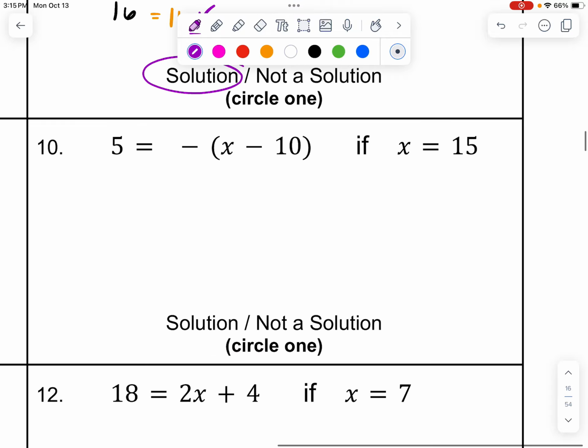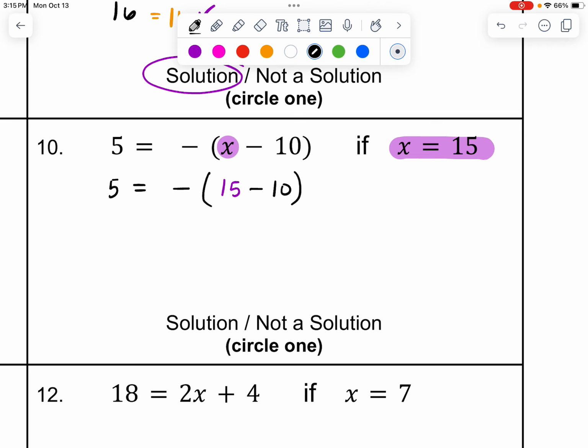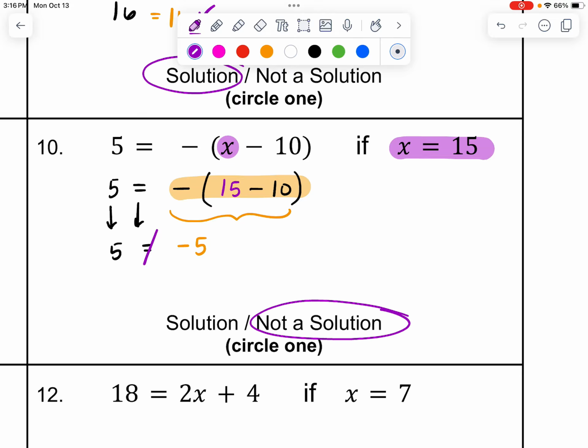For problem 10, here is my variable, here is my value. 5 equals negative parentheses and then 15 minus 10. On the right side, I will type this in. And I get negative 5. Then I will copy. 5 does not equal negative 5. So I will say this is not a solution.